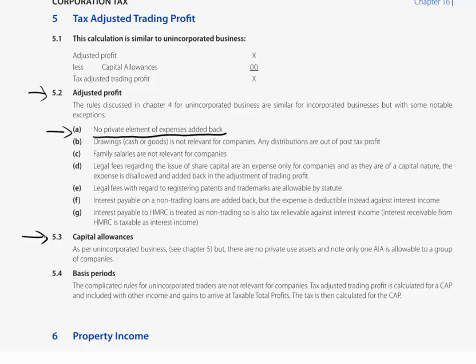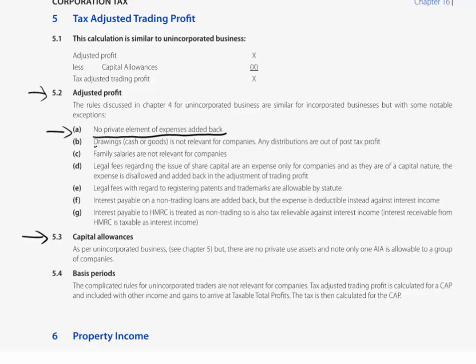It makes no difference in terms of capital allowances, because a managing director or anybody else is an employee. And as you learnt in chapter 4 and chapter 5, there are no private use adjustments when dealing with employees. There was only private use when dealing with the proprietor of an unincorporated trade. So don't be taken in. No private use adjustments in either adjustment of profit or capital allowances when dealing with corporation tax.